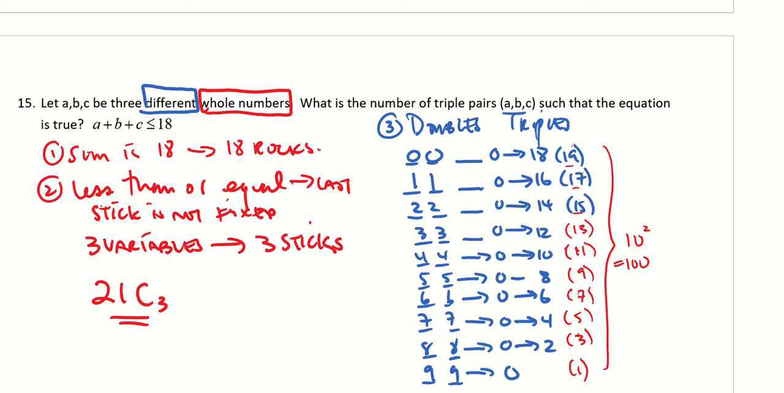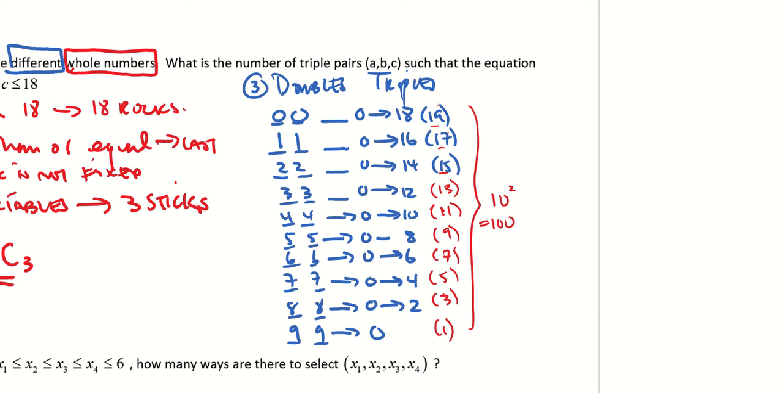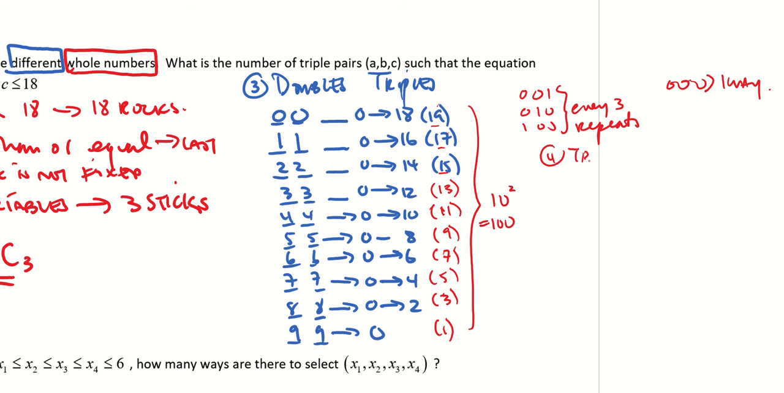Okay? Now, the problem is, when you have a double versus a triple, you have a different amount of ones that are repeating. For example, if you have like 0, 0, 1, this could also be like 0, 1, 0, and 1, 0, 0. So basically every one repeats itself three times. Okay? But instead, if you have a triple like 0, 0, 0, there's only one way. Okay? So what we'll do next is, step number 4, let's count the triples.